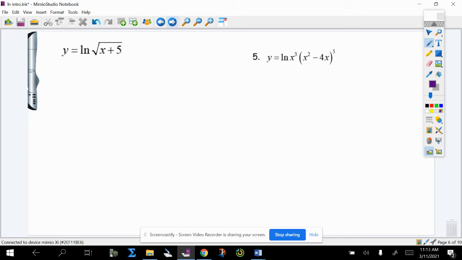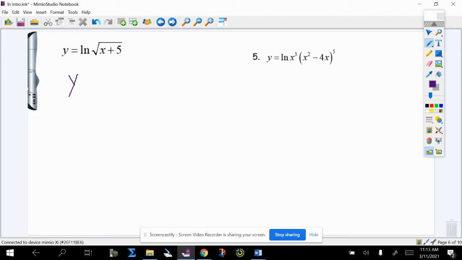These two show you why it was important to review all those properties. When you're taking the derivative of a natural log, if it's a complicated piece, it is possible that you might be able to use log properties to make your life easier. So here's what I mean by that. In this current form, the natural log of the square root of x plus 5, it would be messy to take that derivative because you'd have a chain rule working in there.